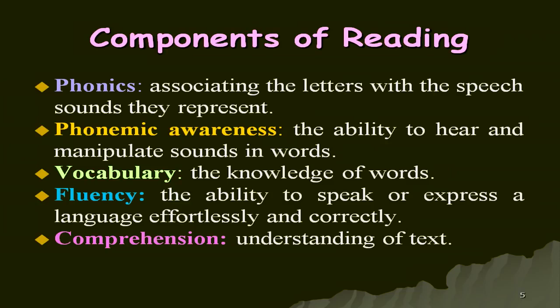And the last thing is comprehension, that is understanding of text. Comprehension is the ultimate goal. We read something to comprehend, to understand what has been written, what the author wants to say. When the author is writing something and when we read it, we want to reach that comprehension. We want to understand and comprehend what is being said in a written text.